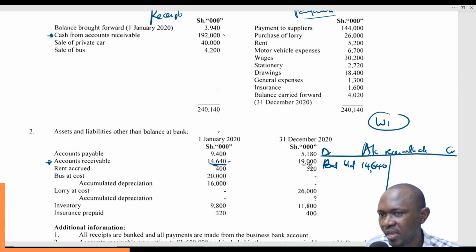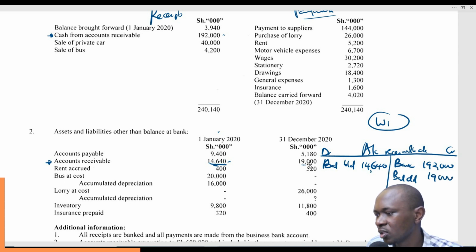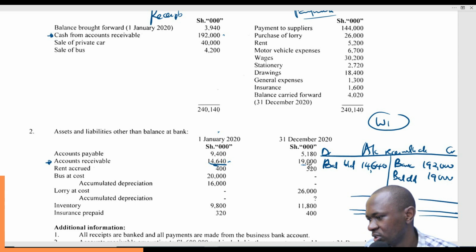And then when they pay, cash from accounts receivable. So this should come from this side. So bank, how much? 192,000. You can see it's on the debit side of the bank account, and it will affect the credit side here. And then balance carried down, that will be the 19,000. So this will give us 192 plus 19.